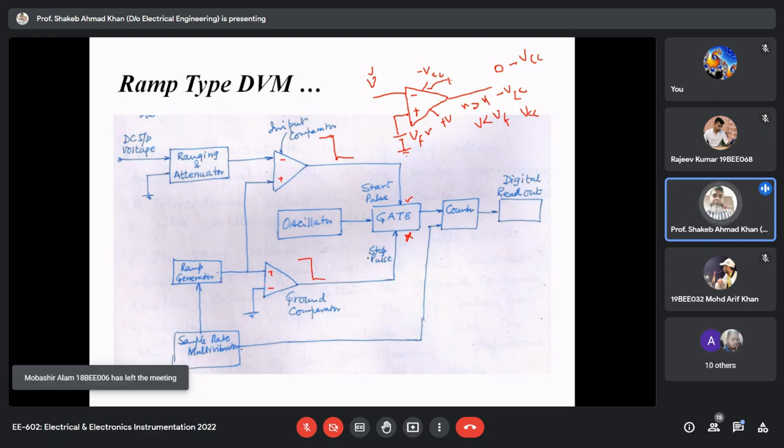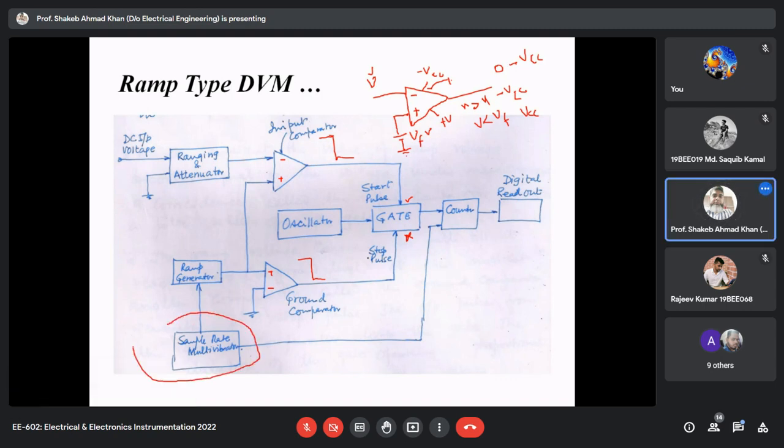You don't have any query? You all understood what I tried to explain about the ramp type DVM? Should I proceed now? Yes. What is the function of the sample rate multivibrator?